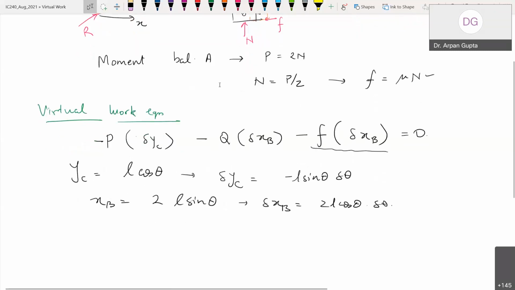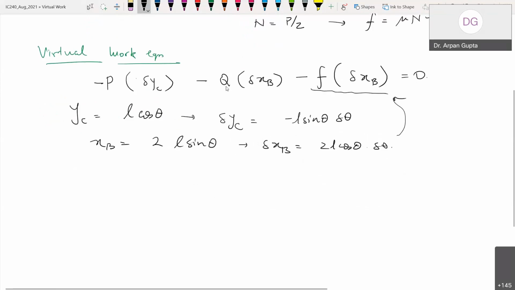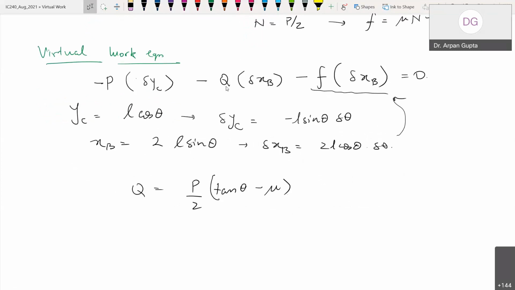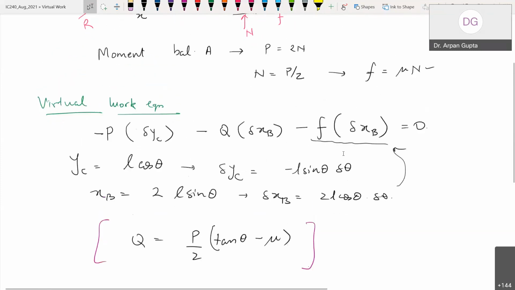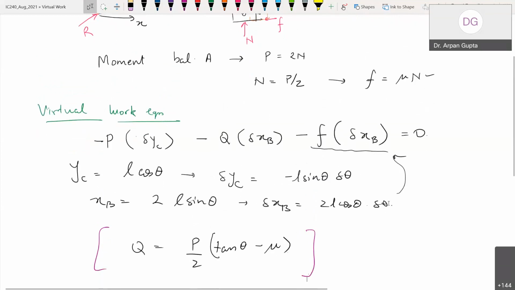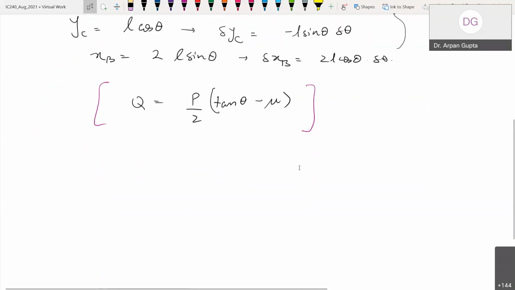So when we substitute this expression here, we will get Q equal to P by 2 tan theta, which is what we got last time, but now we'll have tan theta minus mu. If you substitute here and simplify it, this is the expression that we are going to get. So that is how we include friction in doing virtual work calculation. And again, delta theta will get cancelled out from everywhere and you'll get this expression.